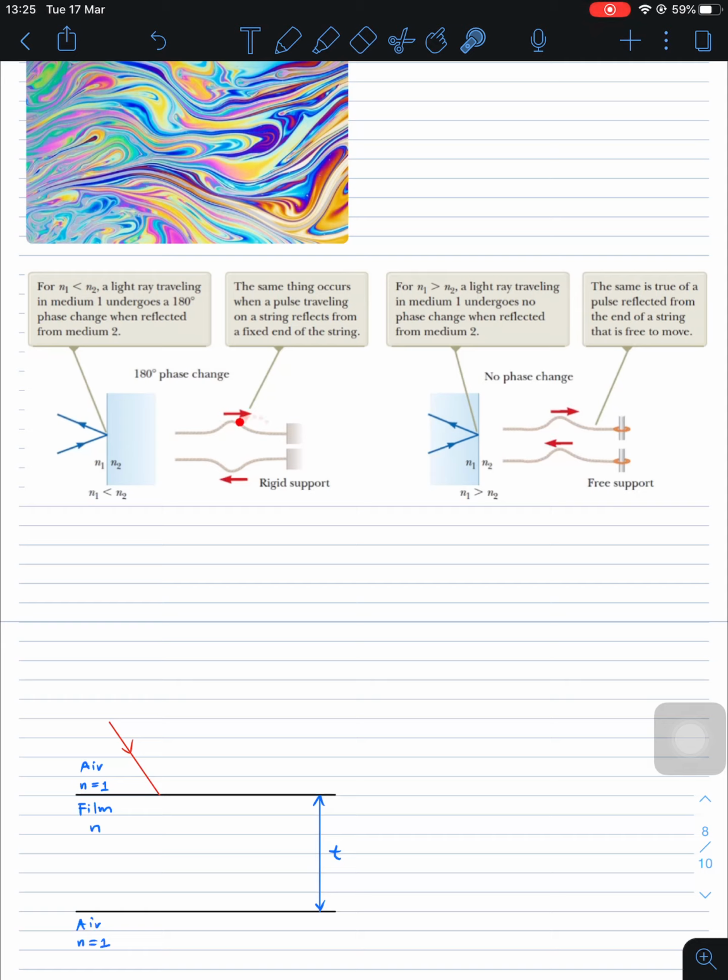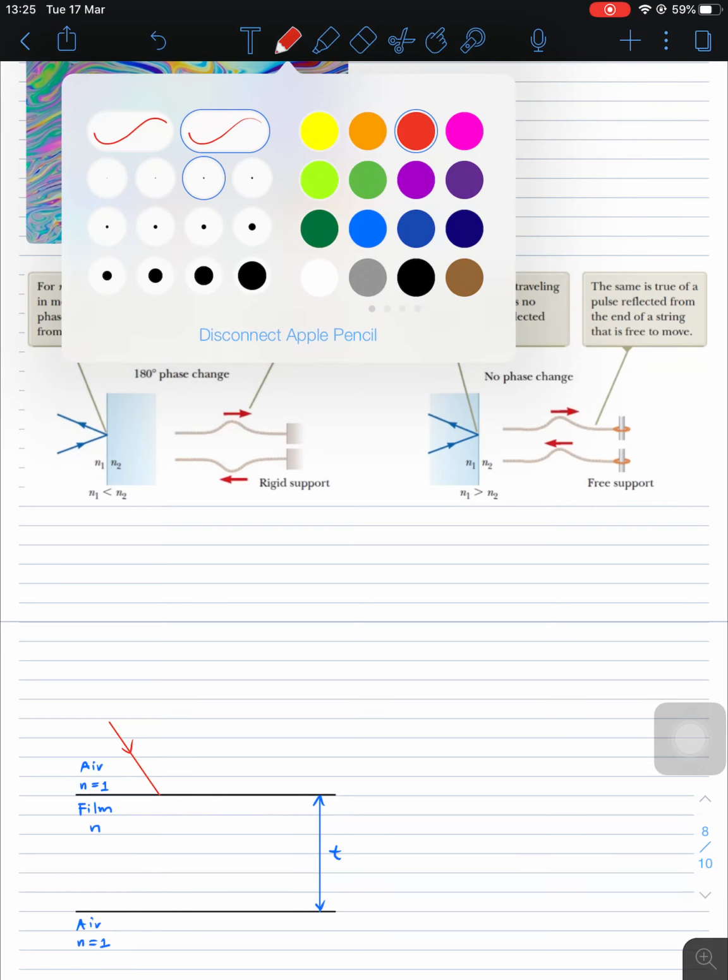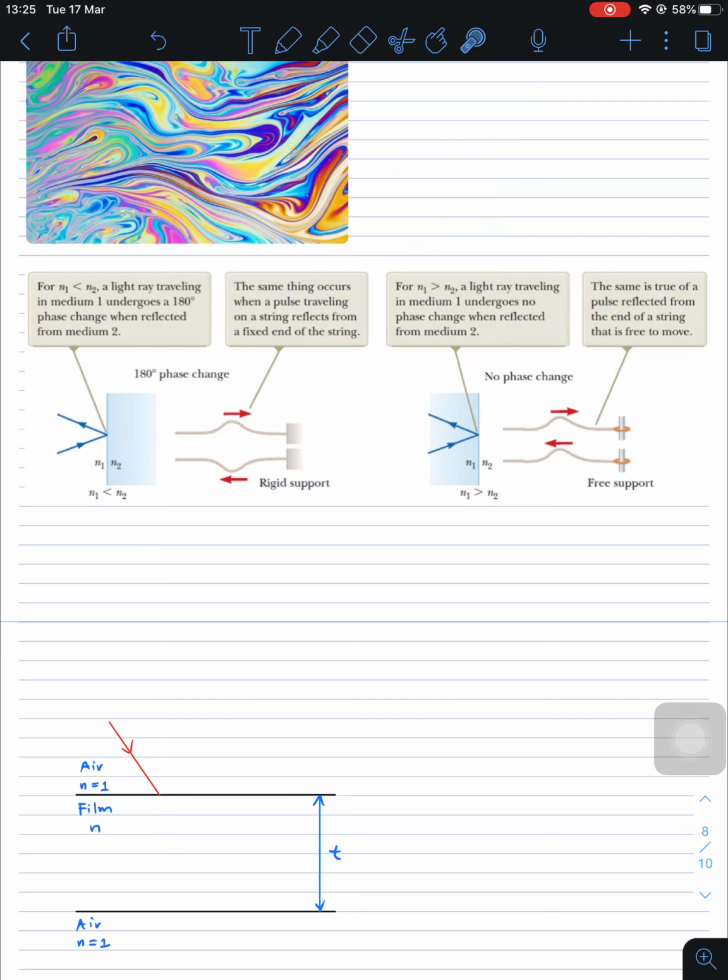For example, compared to a string, if we have a rope and one end is fixed, and then we disturb a loop to get a pulse wave here, the pulse wave moves to the right-hand side and then reflects to the left-hand side. You can see that for the incident pulse the displacement is in the upward direction, but after the reflection the displacement is in the downward direction. So we can say that the phase difference between the incident one and the reflected one is 180 degrees. It means that the phase is changed.